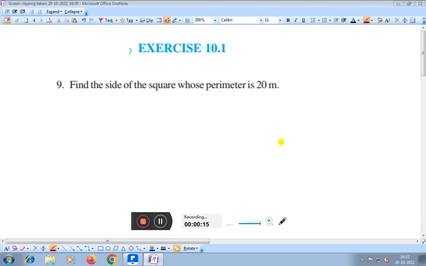Suppose this is a square. This means all the sides are same. We know that perimeter of a square is equal to 4 into length of one side. Here is the solution.